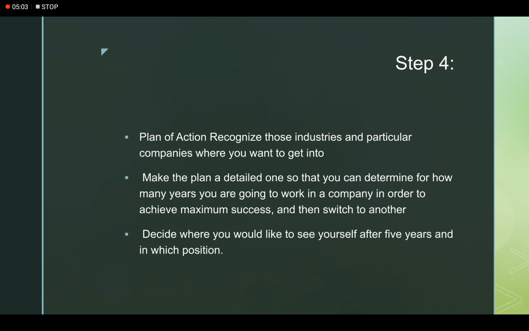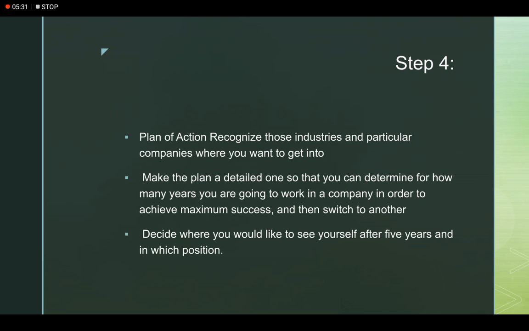Step 4, plan of action. Recognize those industries and particular companies where you want to get into. So do research work. What are the available industries and companies where there are jobs? Make the plan a detailed one so that you can determine for how many years you are going to work in a company in order to achieve maximum success, and then you can switch on to another.